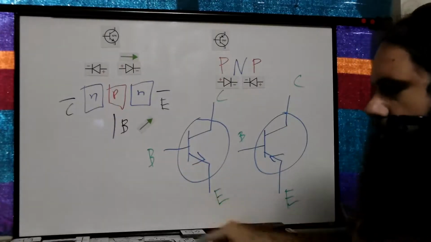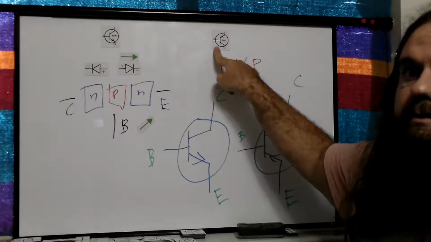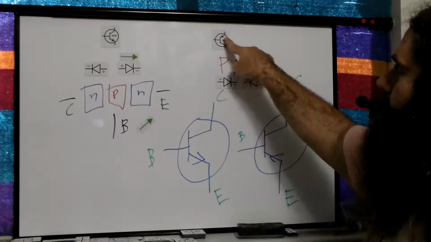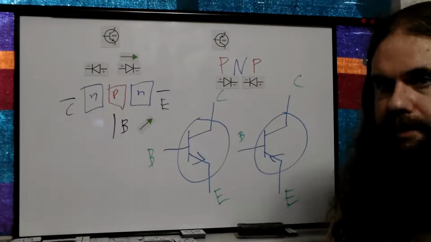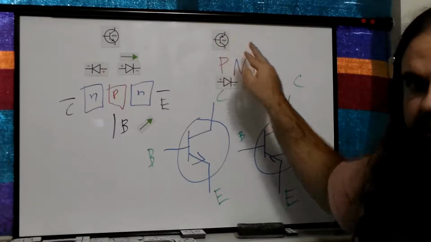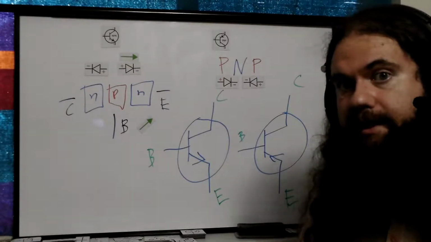The arrow is the current flow from base to emitter. It tells you which two pins are your junction. You know that the base is the one that's off to the side that looks like it's controlling the other one. And you know the arrow is pointing between the base and the emitter. So now you know which one is the base, you know which one is the emitter, the other must be the collector, and you know which direction the current's going because the arrow's pointing in that direction.